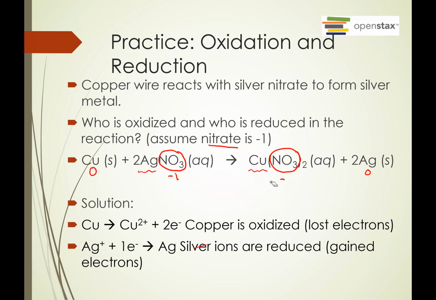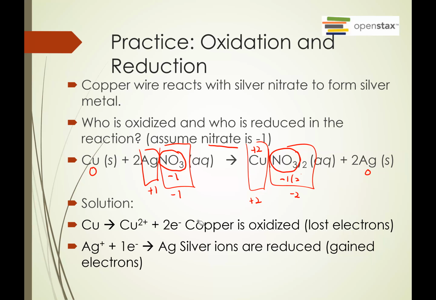So this copper was a 0. Now it's a +2 because nitrate is a -1 times 2, so this whole side is -2. That makes this whole side +2. Silver is going to be a +1 because this whole side is a -1. So this one is a +1. Did everybody get those two oxidation states correct? Or understand, if you did not, why? Okay, then I just gave you the answers.